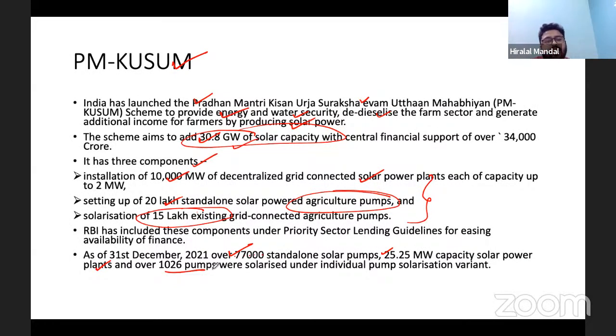More importantly, one of the steps RBI has taken so that more and more solar power capacity can be installed in the country: RBI has brought loans for solar power projects and renewable power projects under the priority sector lending norms. So it will help in availability of finance for renewable projects in the country. So that's the progress with respect to the PM Kusum.